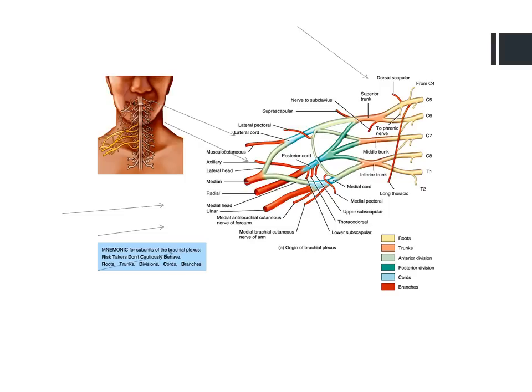either combine or divide or continue on to give us the 5 major named nerve roots of the upper extremity, that being the axillary nerve, the musculocutaneous nerve, the median nerve, the radial nerve, and the ulnar nerve.